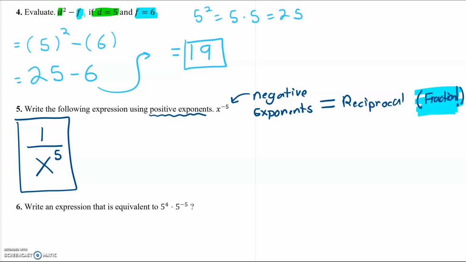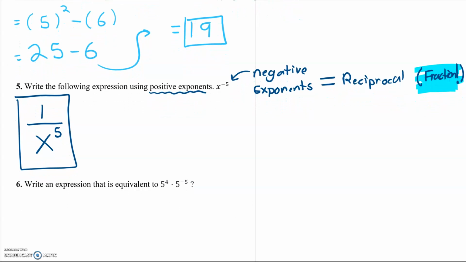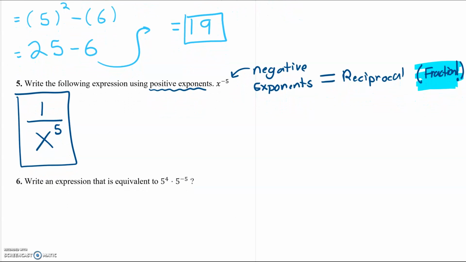Alright, question number 6 says write an expression that is equivalent to 5 to the 4th power times 5 to the negative 5th power. So we'll look at a couple ways to work this out. First way would be writing it all out. So 5 to the 4th power is going to be on the top of our fraction because those are positive exponents. So I'm going to have 4 of these, right? 5 times 5 times 5 times 5.